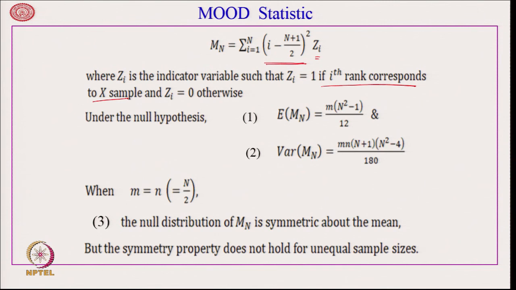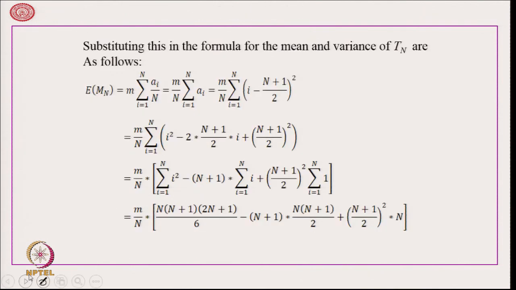We want to show that the expected value of M_n is equal to m times (n square minus 1) by 12, the variance of M_n is equal to m n times (n plus 1) times (n square minus 4) by 180, and if m is equal to n and both are equal to n by 2, then the null distribution of M_n is symmetric about the mean. So, let us prove the first result.